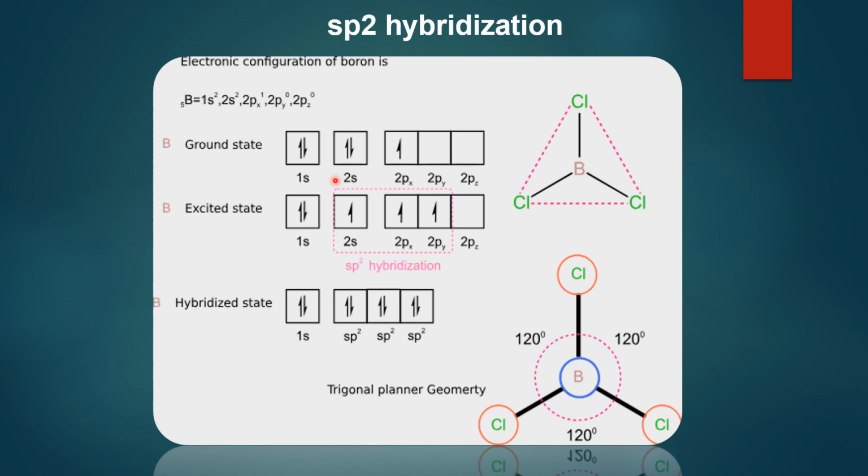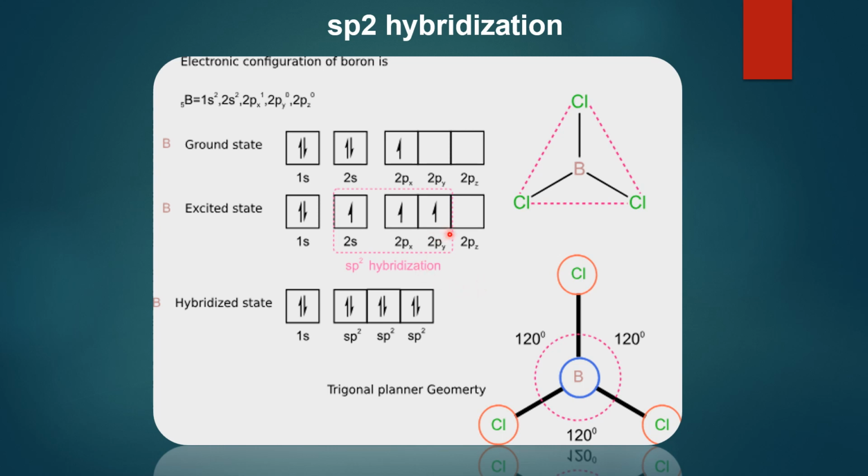What is the excited electronic configuration of the boron atom? Only 1 electron at the 2s level, and 1 electron each at the 2px and 2py levels. All these get hybridized to form 2 plus 1, 3 hybrid orbitals. Boron prefers to provide 3 hybrid orbitals. These 3 sp2 hybrid orbitals from the boron atom overlap with the unhybridized p orbitals of all the 3 chlorine atoms, which makes 3 sigma bonds.